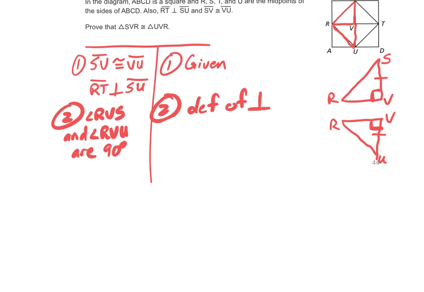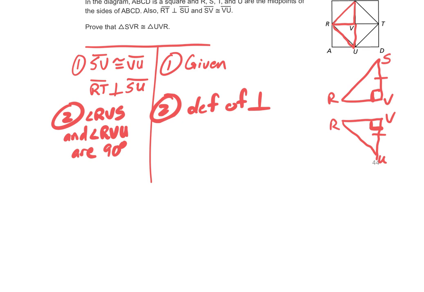So we're going to go ahead and mark those as 90 degrees. Okay? What else? Right now we have two sides that are congruent. We have two angles that are congruent. They're both 90 degrees. RV and RV are congruent because of the reflexive.